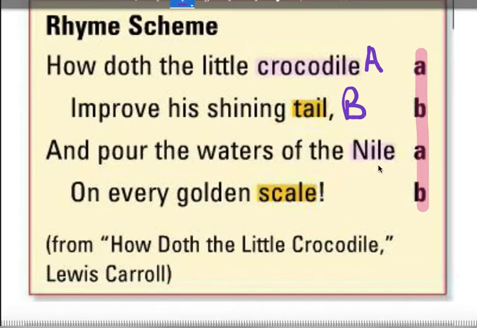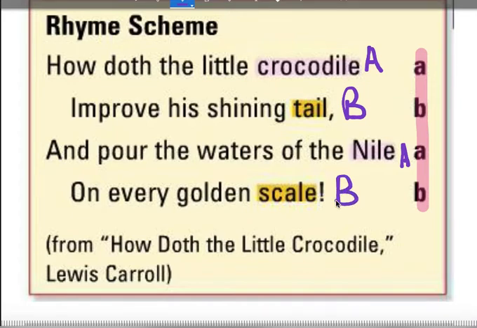Then I have Nile. Well, Nile rhymes with crocodile, so it's also going to be A because it's the same rhyme. And then scale rhymes with tail. So that is also going to be B because that's the same rhyme.